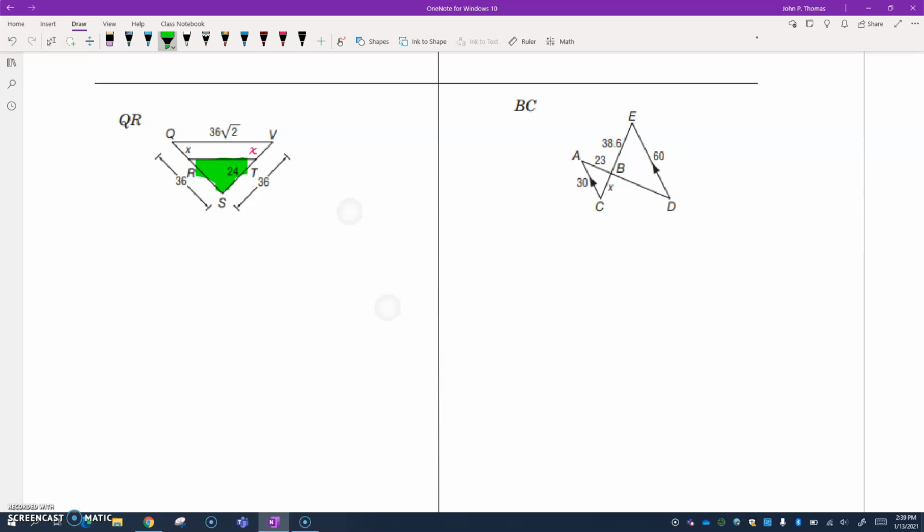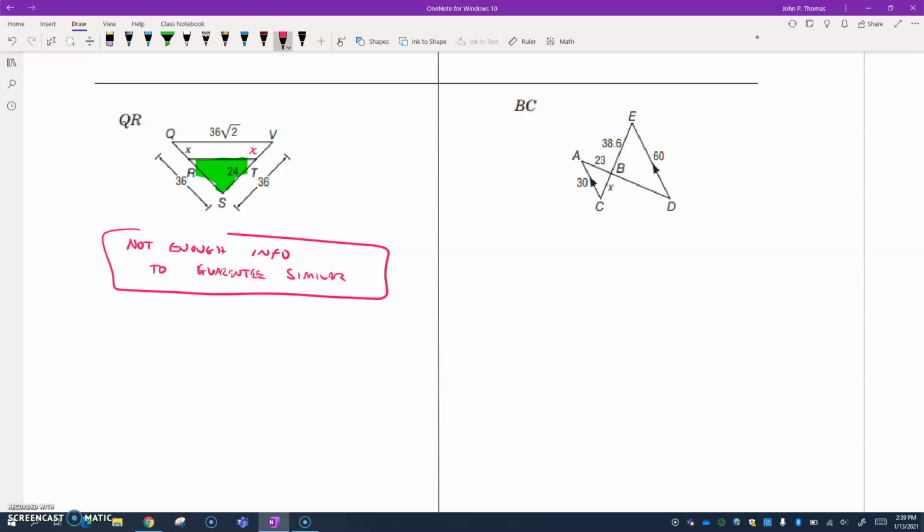All right, so I'm going to go ahead and write on this one, not enough info to guarantee similar. All right, now, if you made the assumption of parallel lines, which is what they were probably intending with this one, all right, that these two sides are parallel, then you could go to angle, angle.